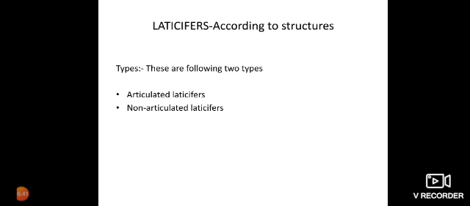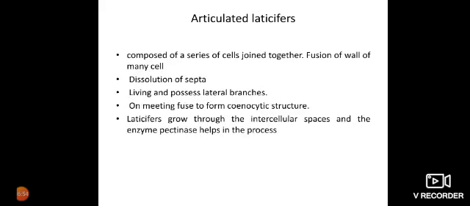The non-articulated latex ducts or latex cells, or laticiferous, are independent units which extend as a branched structure for a long distance in the plant body. Whereas the articulated latex duct is composed of a series of cells joined together, by fusion of the walls of many cells with the dissolution of septa.